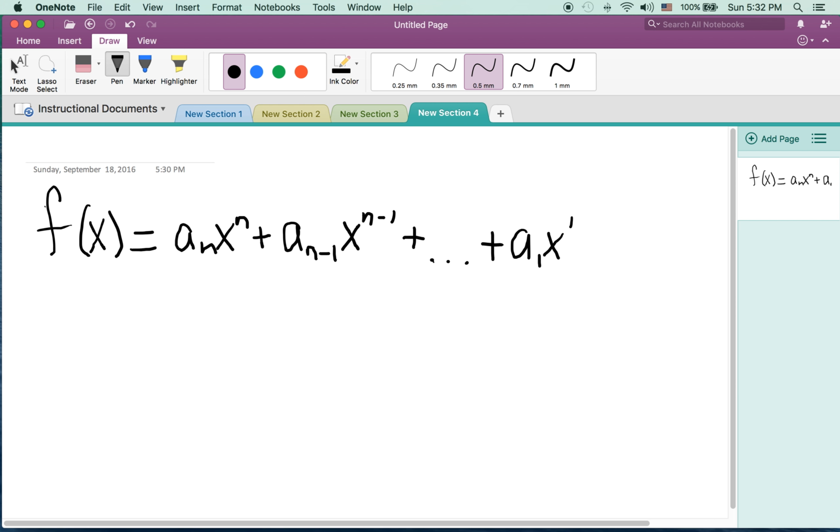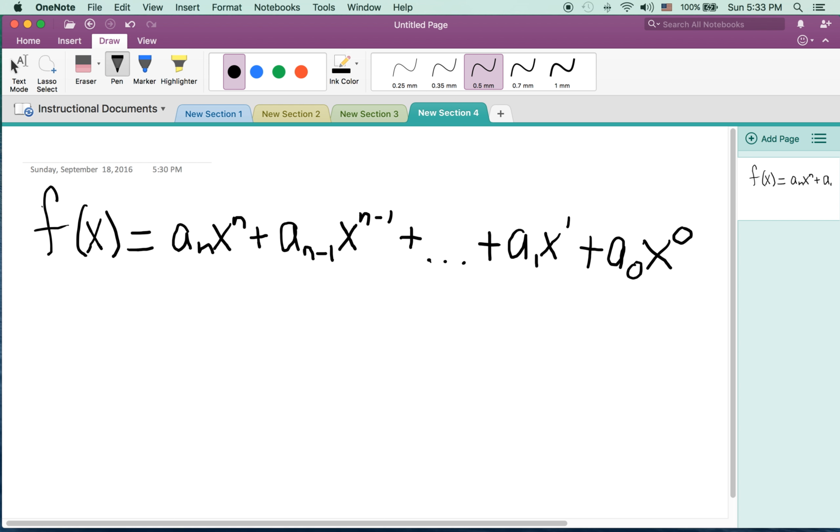Our last term with the variable is x to the first power. Now x to the first power is just x, right? Oops, that's not good. And the last term is x to the 0th power. And you know that any number exponentiated to the 0th power is just 1. So we can omit this. We can omit this.